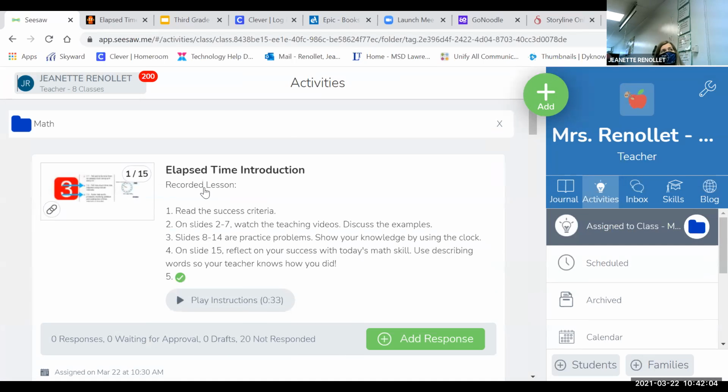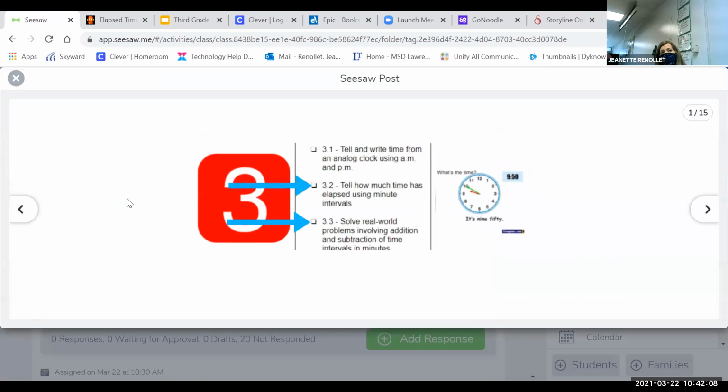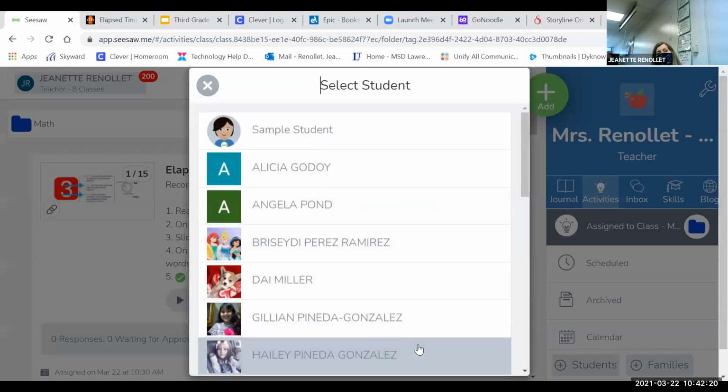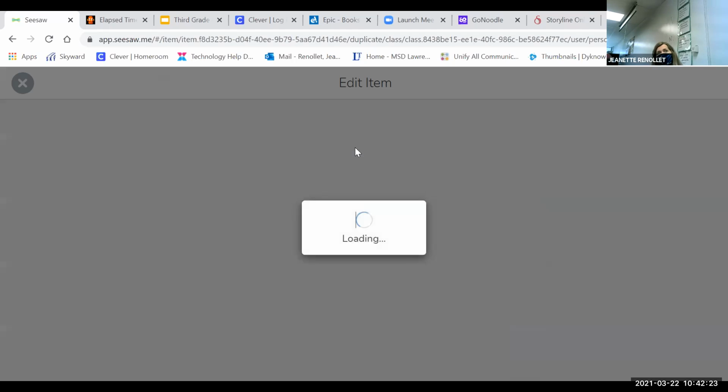And today is our elapsed time introduction. Remember, this word elapsed time is part of our vocabulary. Can you figure out how much time has passed in real life? That's what we're discussing in 3rd grade. Go ahead and click Add Response to open up your task.